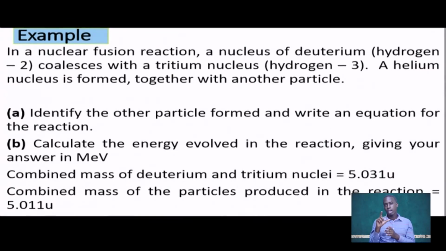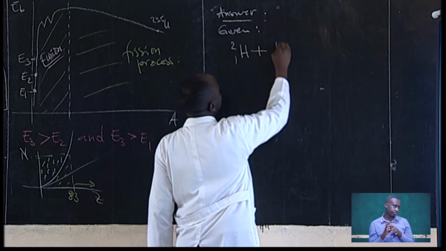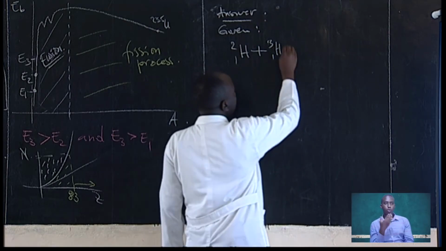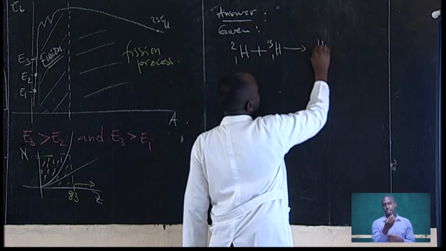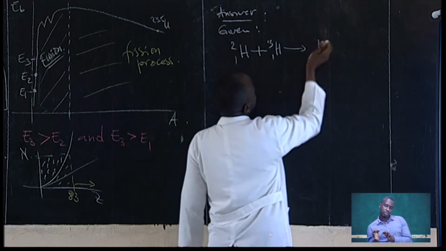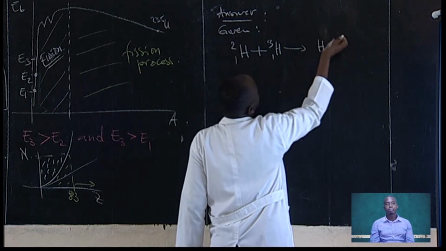So this time, here's how you have to do it. What is being said there is that hydrogen 2, you have it like this, and this one combines or merges with hydrogen 3. Do you see this? Good. And then this gives helium, together with another particle. So this time it is not going to be helium 3.